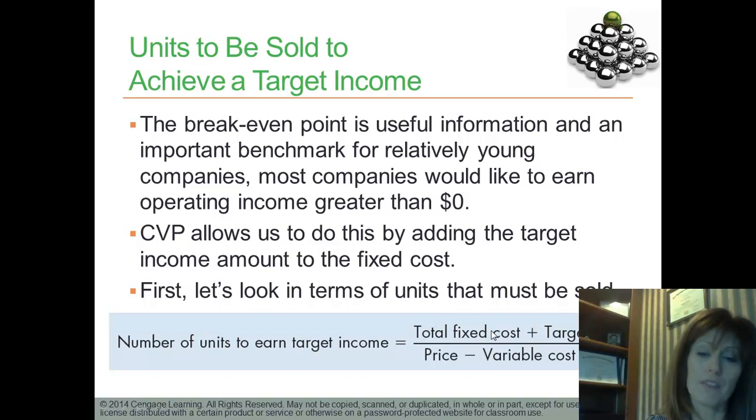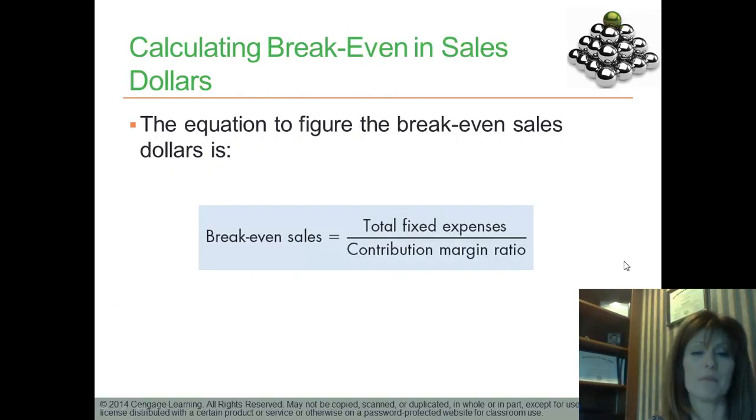So we take the old formula, which was fixed cost divided by price minus variable cost. Now we just take fixed costs, add target income, and divide by price minus variable cost. Pretty straightforward and pretty simple. When I calculate my break-even in dollars instead, I take my fixed expenses and I divide it by my contribution margin ratio.